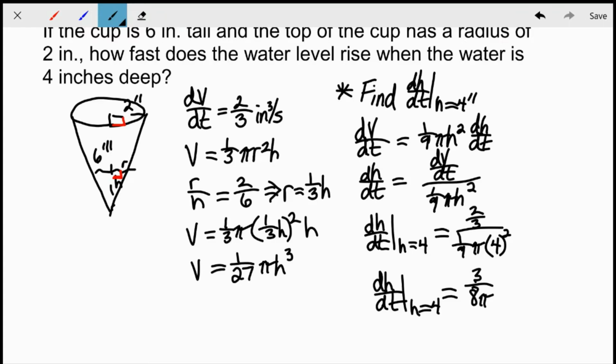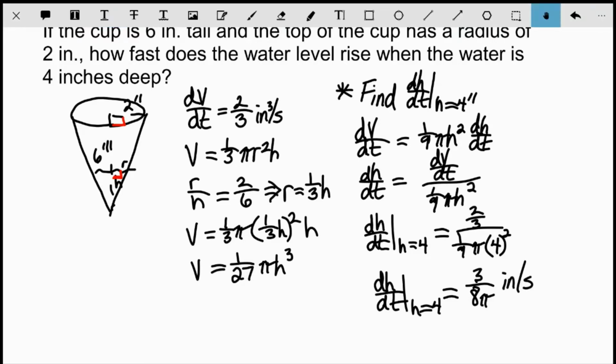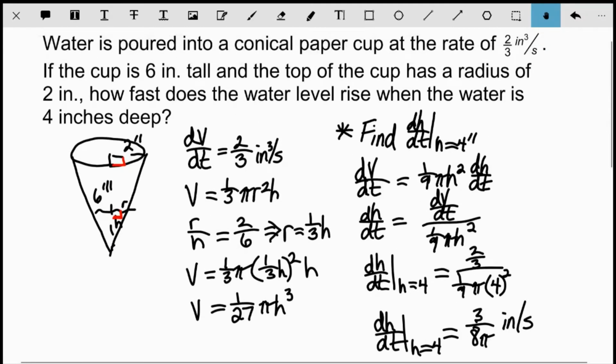And then I just want to think about my units. My units in this case would be inches per second. Now, there's a couple things we can do to make sure that we've done this correctly. First thing, 3 over 8 pi, that's approximately 1/8. So you want to think about, does that really make sense? If I'm pouring water into this cup at a rate of 2/3 cubic inches per second, does it seem reasonable it would be going up 1/8 of an inch per second? So that's the one thing I want to think about. Does that seem reasonable? And I would say, yes, it does.